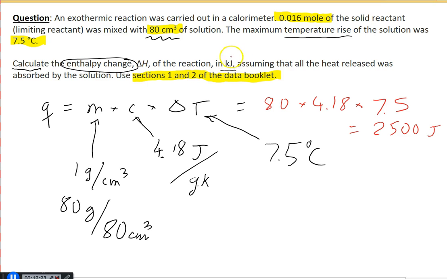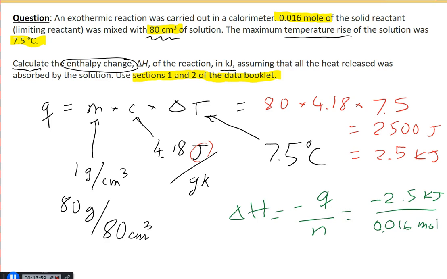Remember, that is not the final answer. They asked us for the answer in kilojoules, so I'm going to convert this into kilojoules: 2.5 kilojoules. But that's not all. This is only the energy the water has gained. We have one more step where we have to look at the enthalpy change. Enthalpy change is the negative of the energy gained by the water divided by the number of moles. Put that in the calculator and you should get negative 160 kilojoules per mole. That's the final answer.